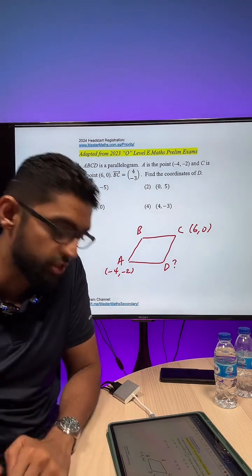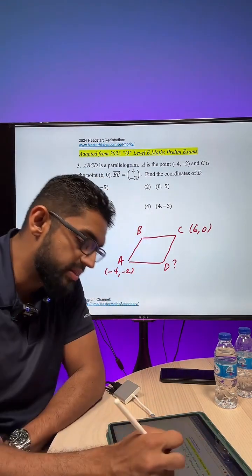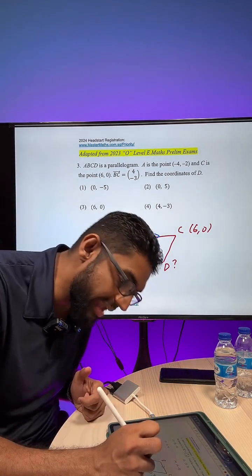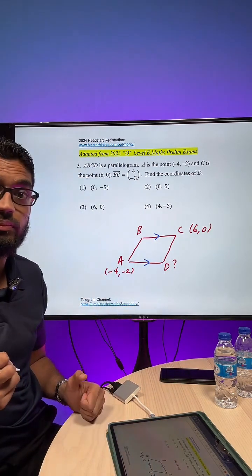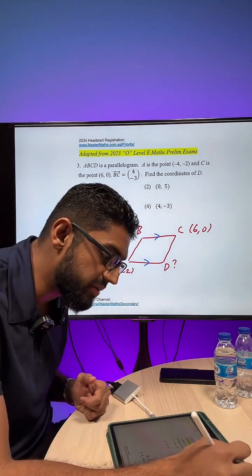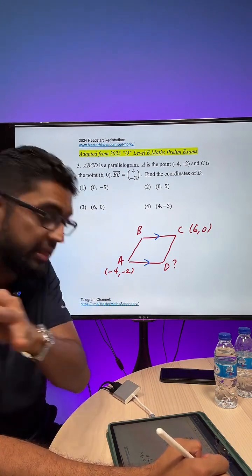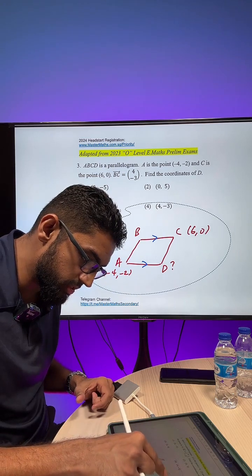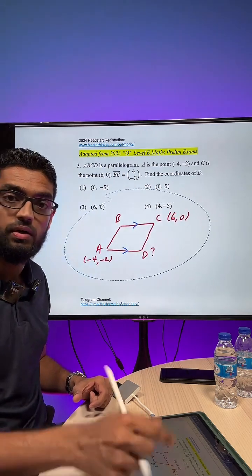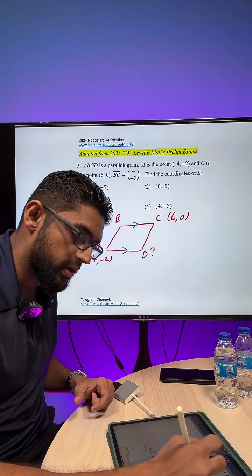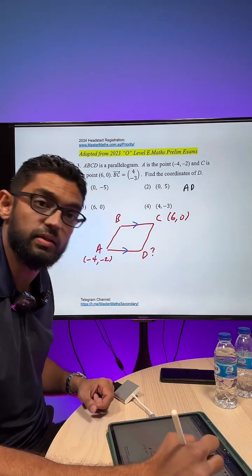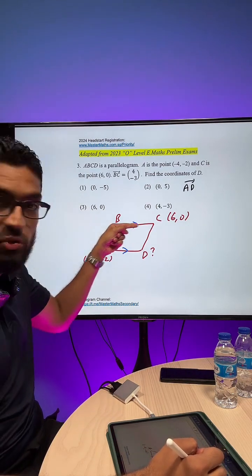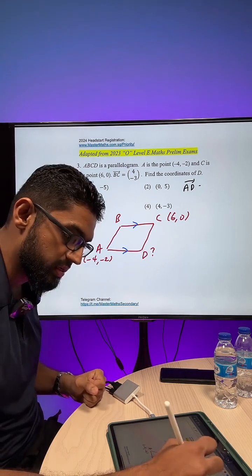So the good thing in this question is that they have provided us the vector BC. And because this is a parallelogram, BC is exactly going to be equal to AD. So that's the next thing we've got to write, that BC is exactly AD. Let me just make this a little bit smaller and shift it here. So what we're going to do is this: AD, this line right here, A to D, is going to be exactly B to C. Exactly the same.